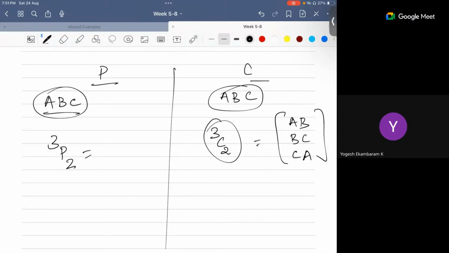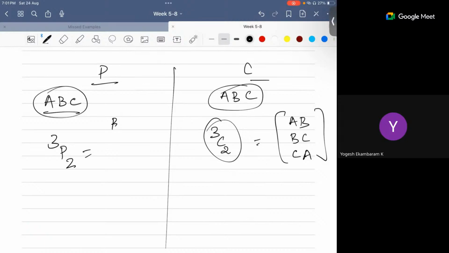BA. But here, no. If you are considering BA, that means you are mentioning the order. In the combination, you don't have to think about the order. You just have to take out 2 words. That's it. In the permutation, you have to take out the orders. So here, AB and BA are different for the permutation.